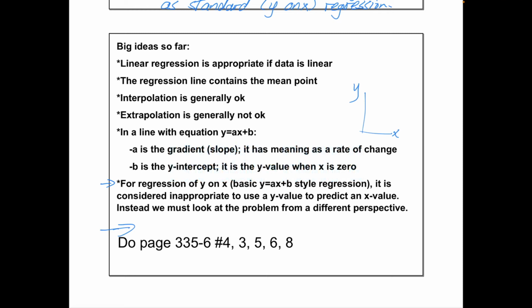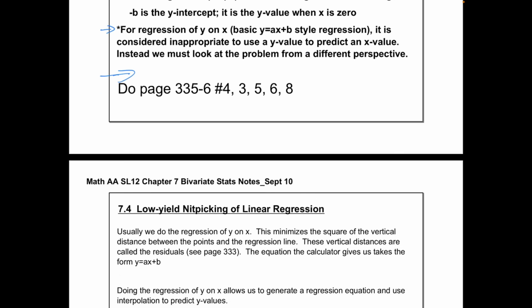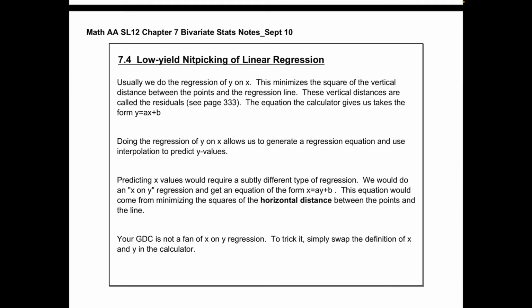At this point, we've done pretty much all we need to do for linear regression. A lot of this is going to be calculator stuff, and a lot of it is just skills-based, being able to put the stuff in and decide whether it's appropriate to make a prediction or not. The only thing we haven't really been able to do is predicting an x value from a y value. And the way to do that is through what I consider a low-yield nitpicking of linear regression.